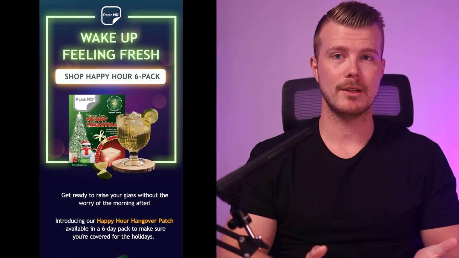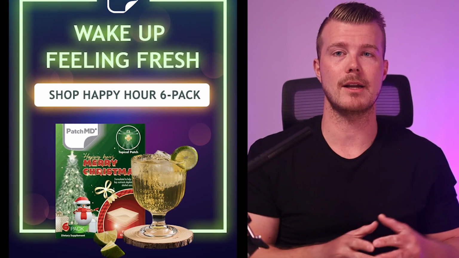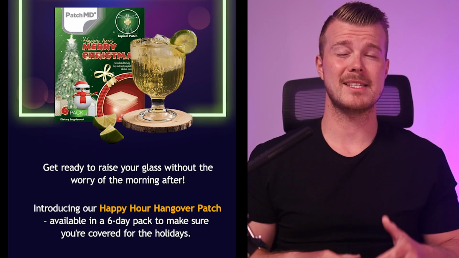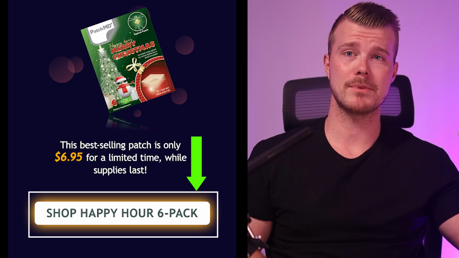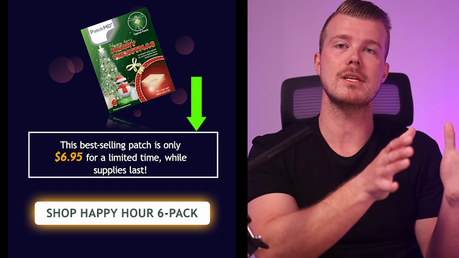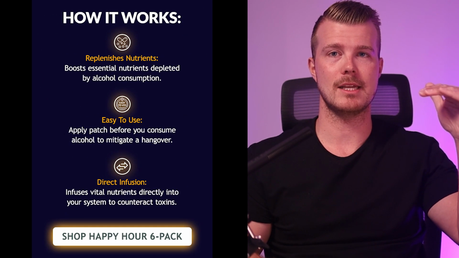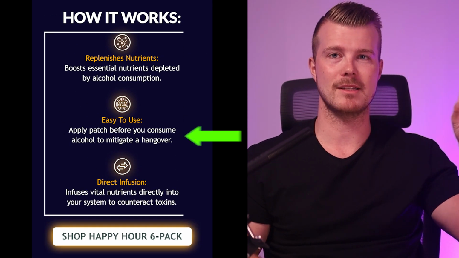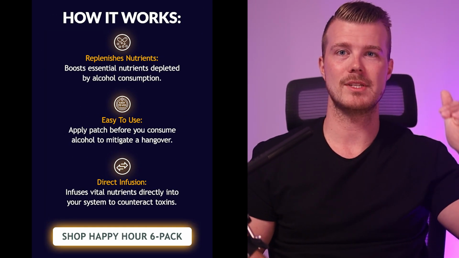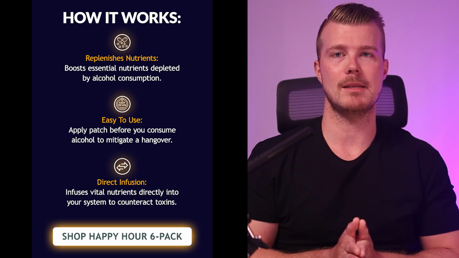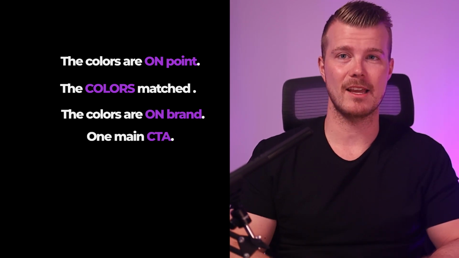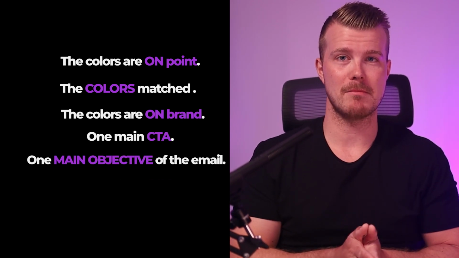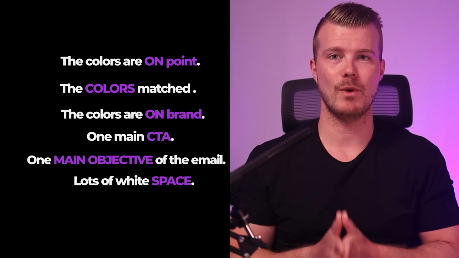Okay, so the second email here, again, very clear header, and it's addressing the pain point. The CTA again is above the fold. This is super important. The CTA pops. We then create some urgency, and then we have another CTA, and then we have kind of like the benefits and use cases, and then another CTA here. Other notes about this email: the colors are on point, the colors match, the colors are on brand. There's one main CTA, there's one main objective of the email, and again, there's lots of white space.